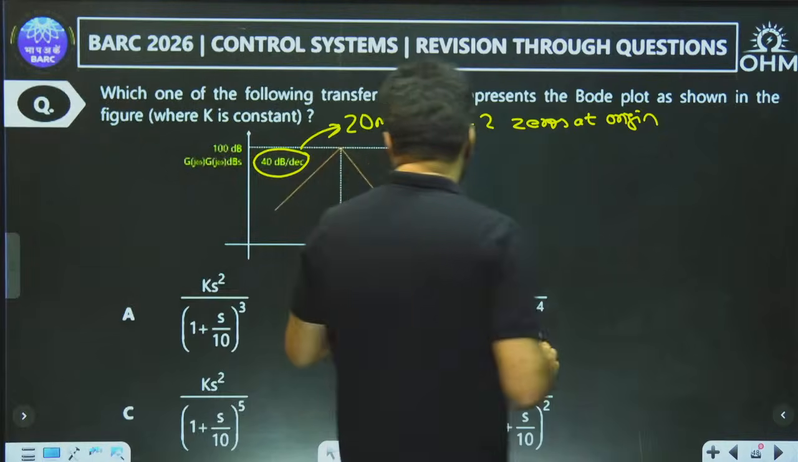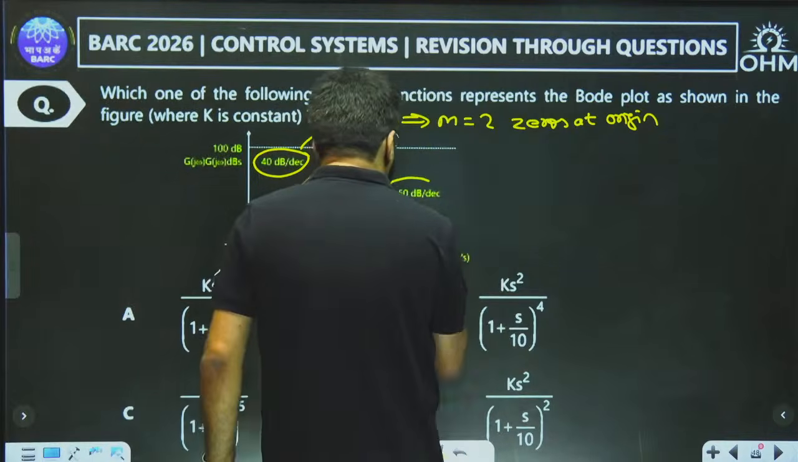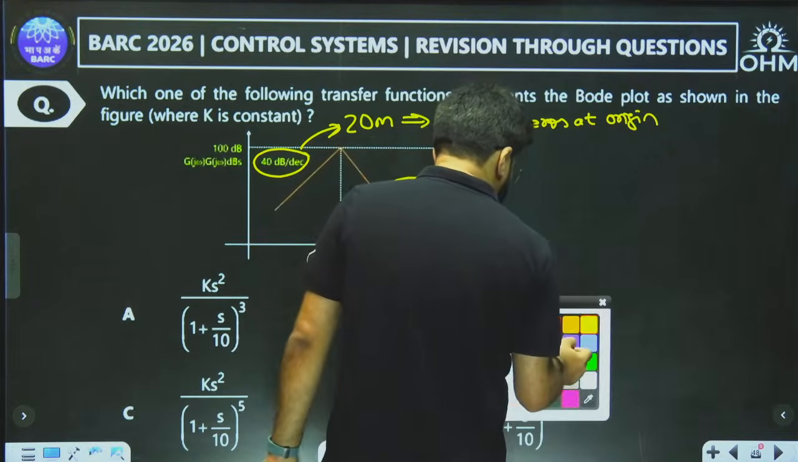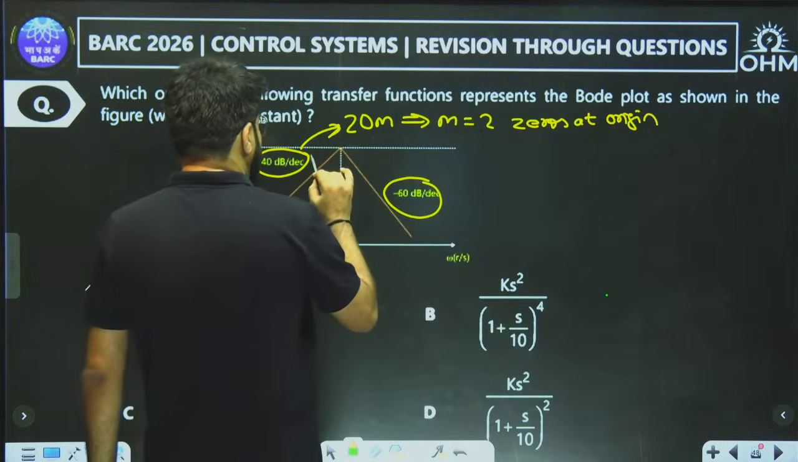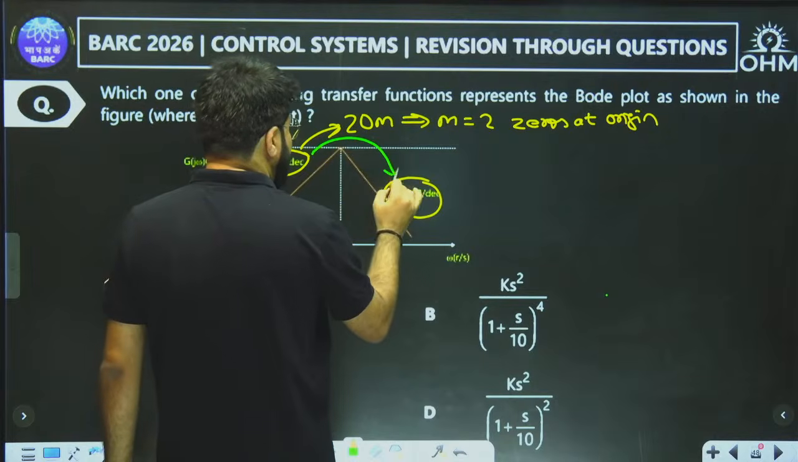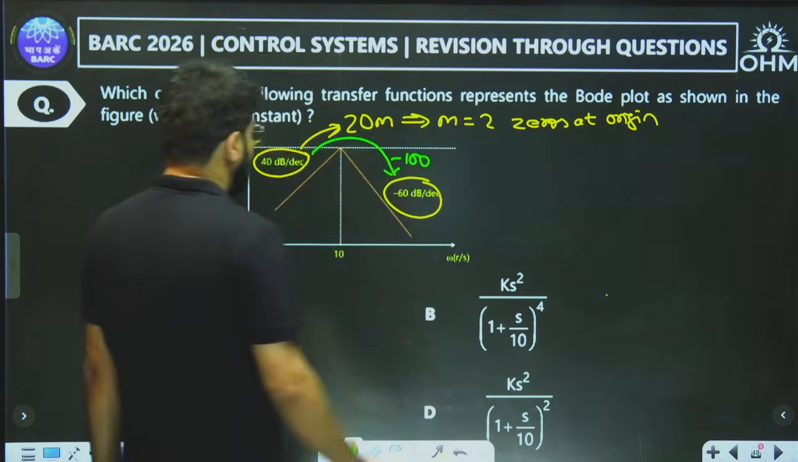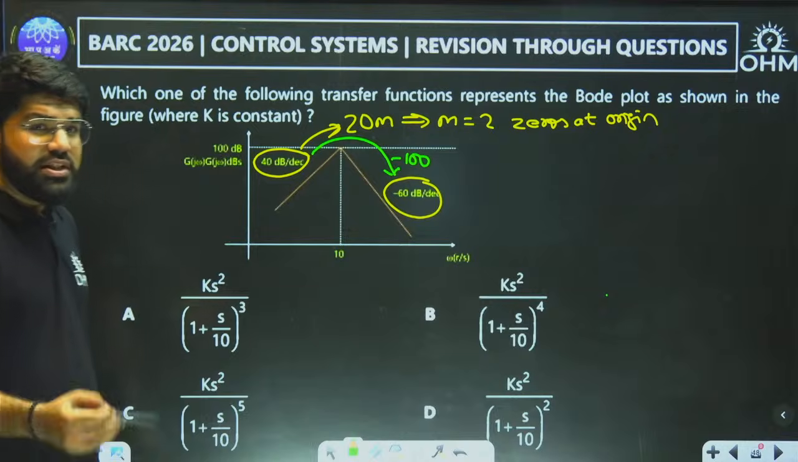Now, what is this? Minus 60. What is the change in slope here? From plus 40 to minus 60, the change is minus 100. We have to see the change in the slope.